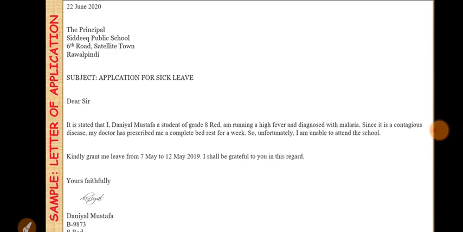Now till here you have written about yourself, your reason, and what you are suffering from, and finally you are writing that you cannot attend the school, and finally you are asking for a span of leave, and you're thanking him. So kindly grant me a leave from 7 May to 22nd June, or some other date. I shall be grateful to you in this regard. Finally, you write the closing part, yours faithfully, the signature, name, roll number, class and section. So this was the sample.